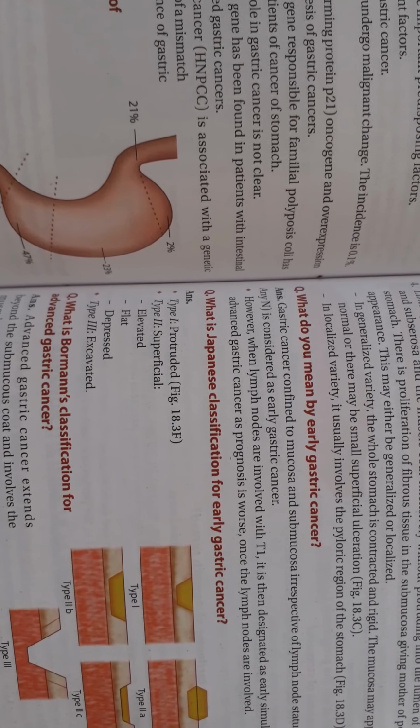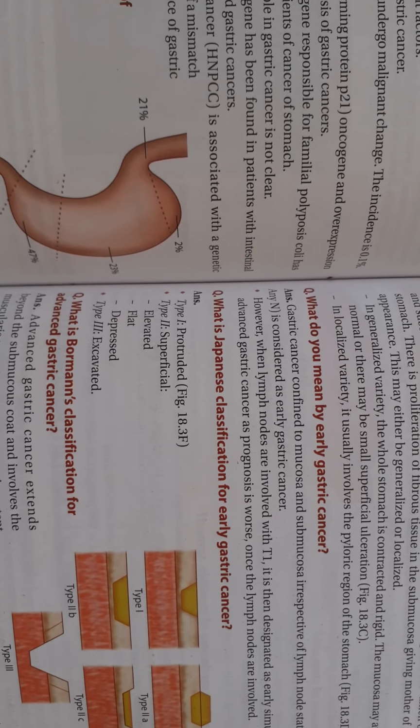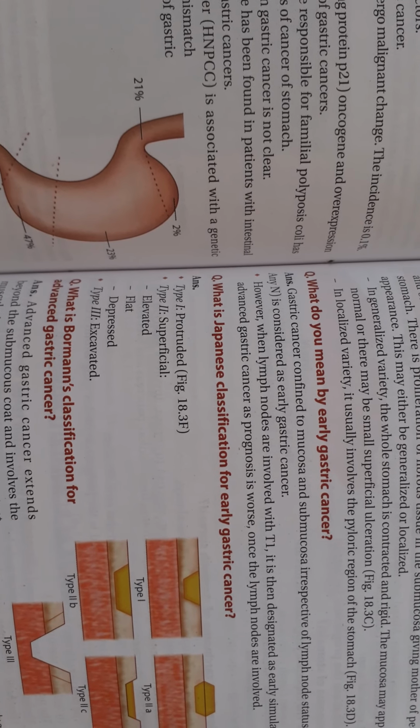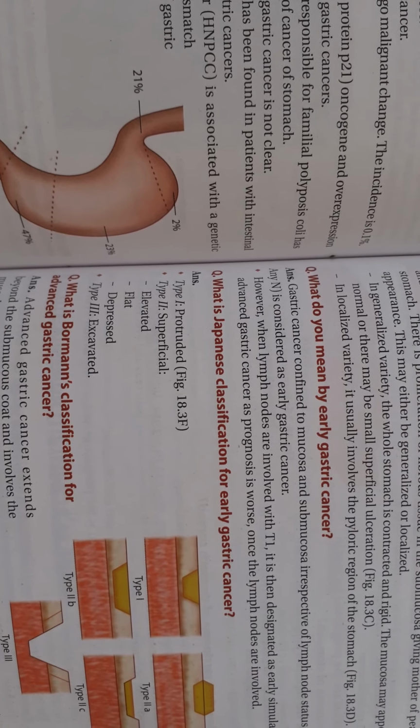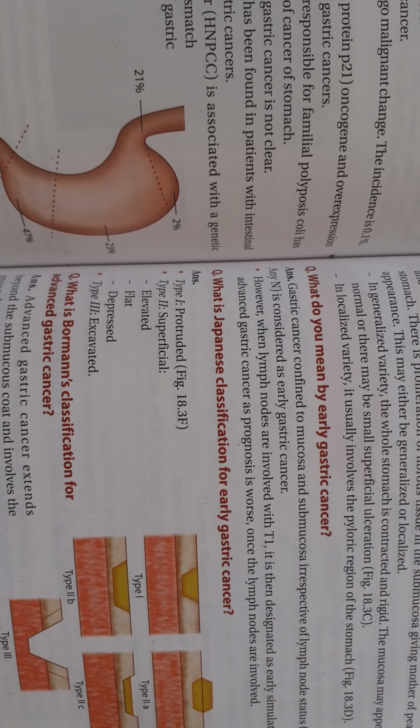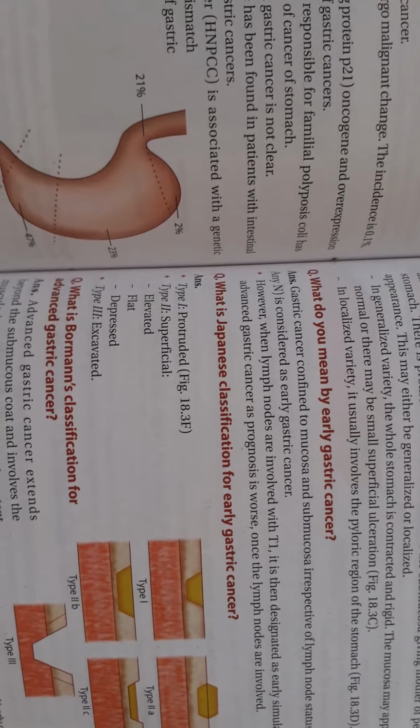What is the Japanese classification for early gastric cancer? Type 1, protruded; type 2, superficial, which may be elevated, flat, or depressed; type 3, excavated.